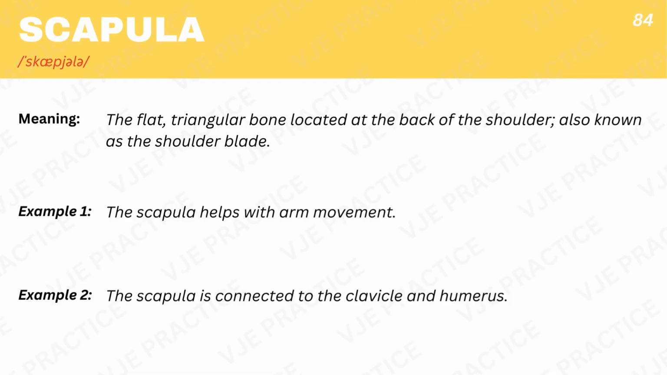Scapula, the flat, triangular bone located at the back of the shoulder, also known as the shoulder blade. Example 1. The scapula helps with arm movement. Example 2. The scapula is connected to the clavicle and humerus.